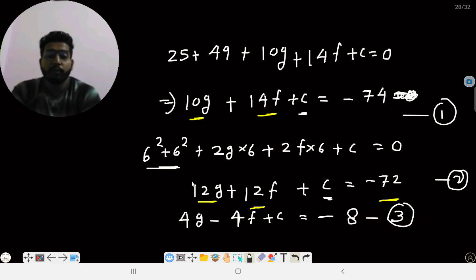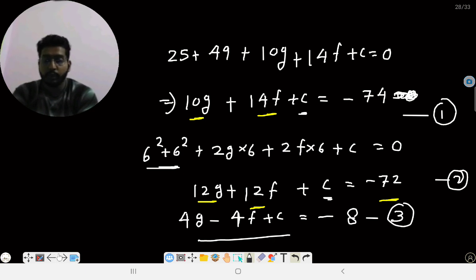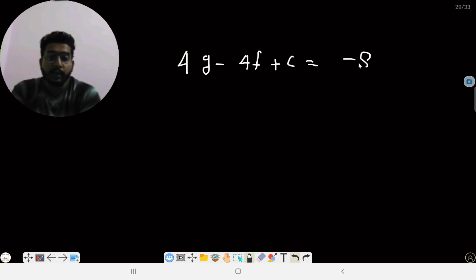Now put the values in any of equations 1, 2, 3. Equation 3 looks simpler, so put it here. So it is 4g minus 4f plus c equals minus 8. Now put the values here.